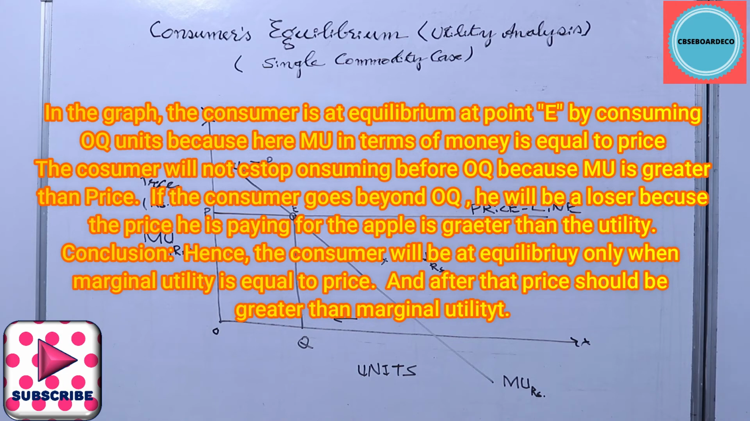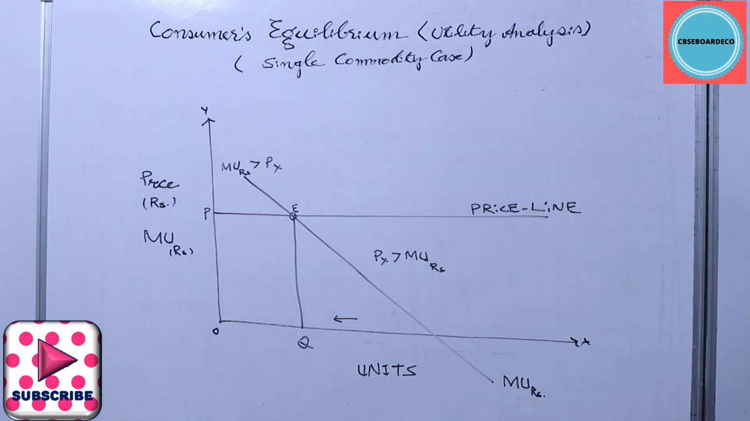If he goes beyond OQ, then you can see the price line is above the marginal utility curve in terms of money. So the consumer will be a loser because he's paying more money than the satisfaction he's getting. He'll reduce his consumption to point OQ. The consumer will not stop before OQ. Why? Because you can see in the graph, the price line is below the MU curve, or marginal utility is greater than the price. The consumer keeps on consuming till OQ, till the point he reaches.